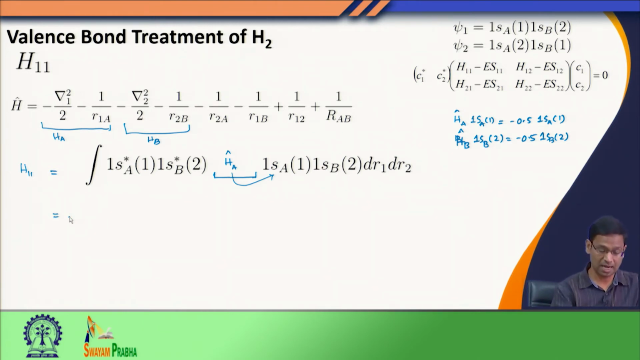Let us write that down. I said minus 0.5, which is a constant, so I brought it out. The Hamiltonian is gone because it has already been applied to 1s_a(1), and the result is minus 0.5 times 1s_a(1), because this is an eigenfunction of this Hamiltonian.